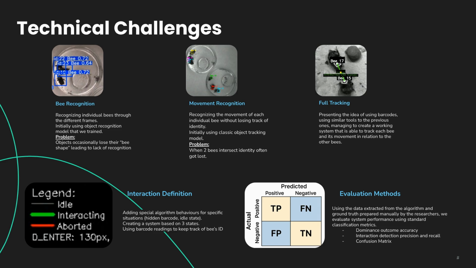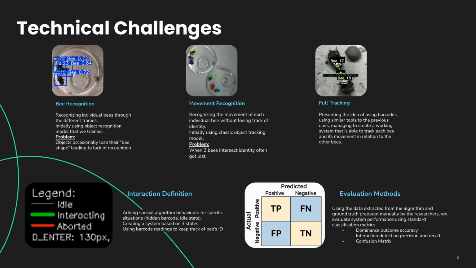The second challenge was the movement recognition. We tried using classic object tracking models, but again, we faced a problem of identity loss, this time during intersections between the bees. And so, to solve these problems, we moved to barcode-based identification. The barcodes allow us to keep a stable BID across frames and significantly improve tracking reliability. That's how we come to our full tracking system.